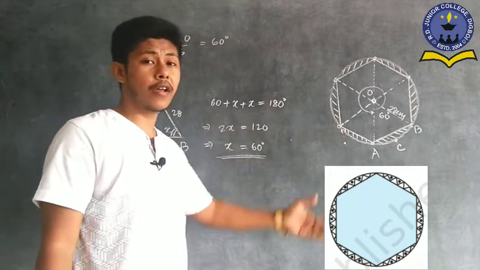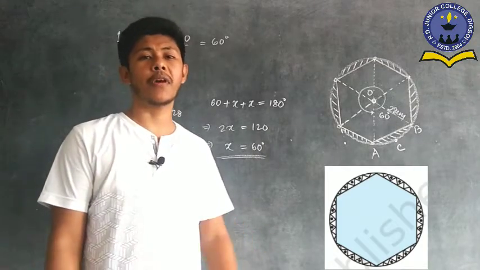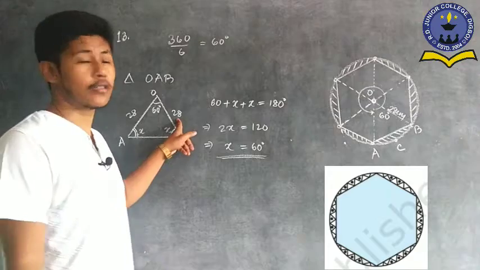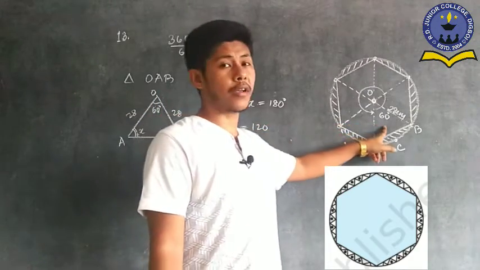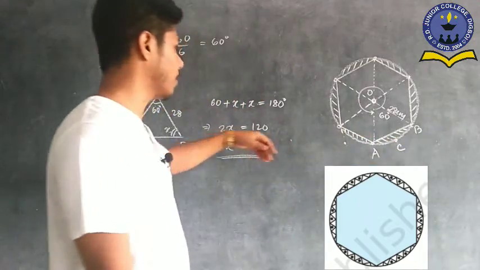So how can we find out the area of an equilateral triangle? There is a formula, and the formula is root 3 by 4 side square, and the side is 28 centimeter. So in this way we can find out the area of the triangle. So here the area of the sector we can already find out, and the area of the equilateral triangle.